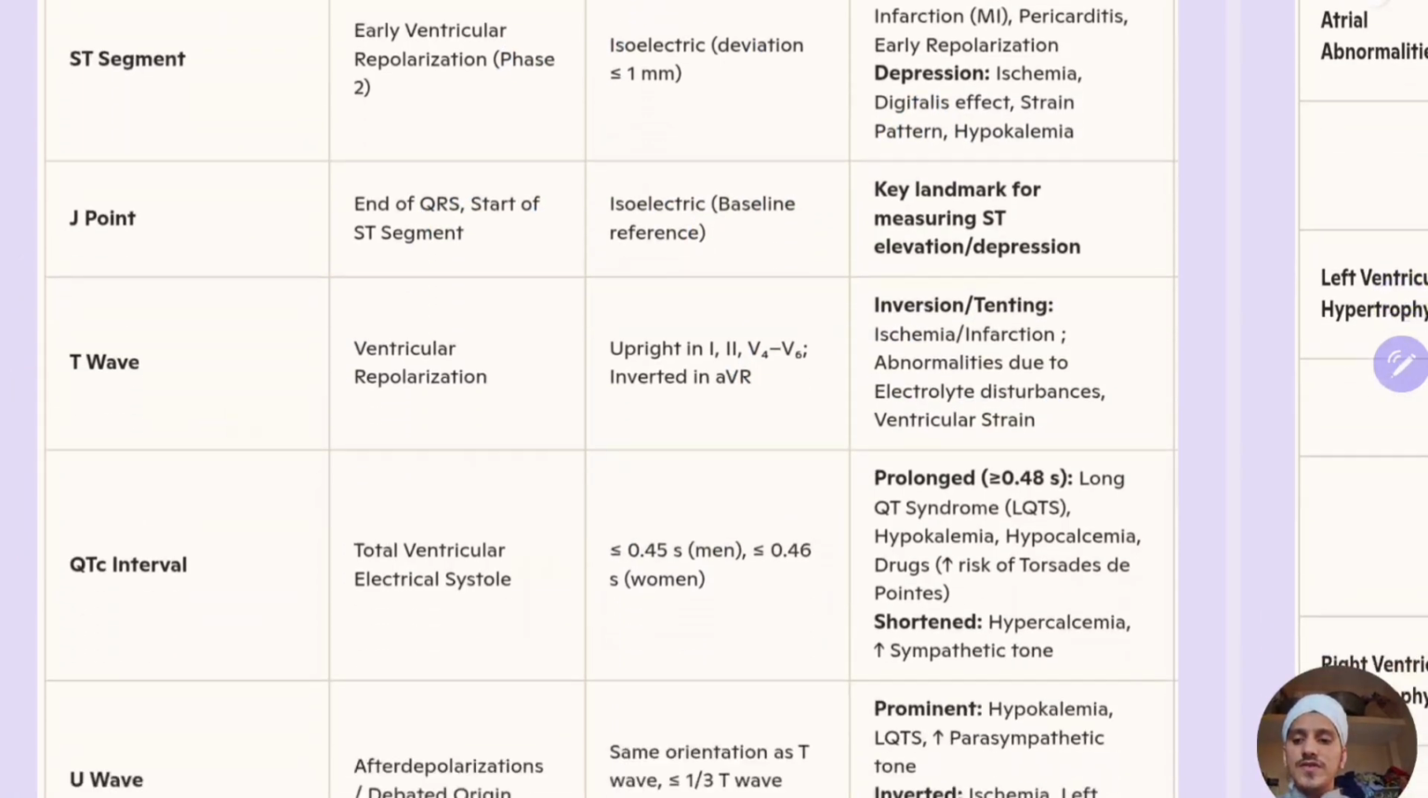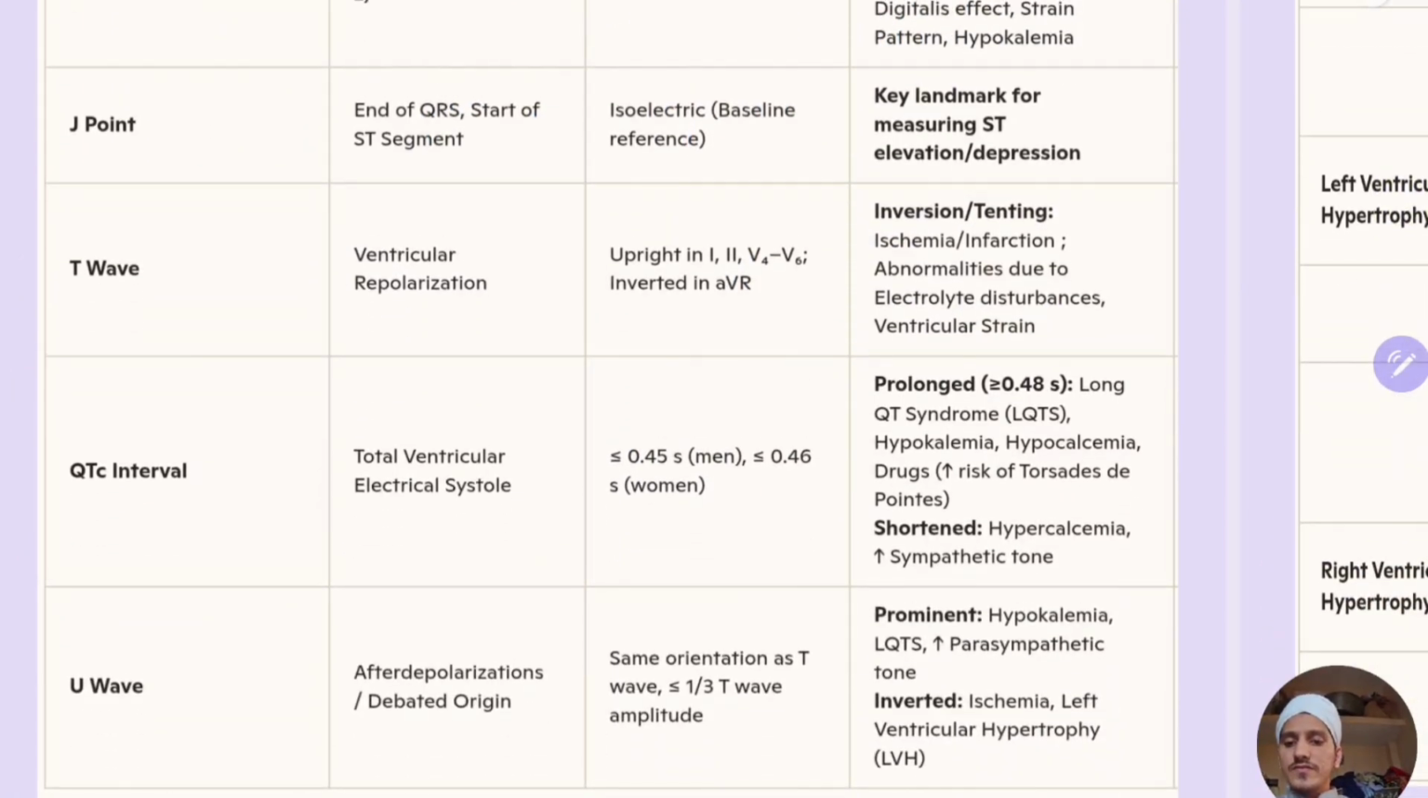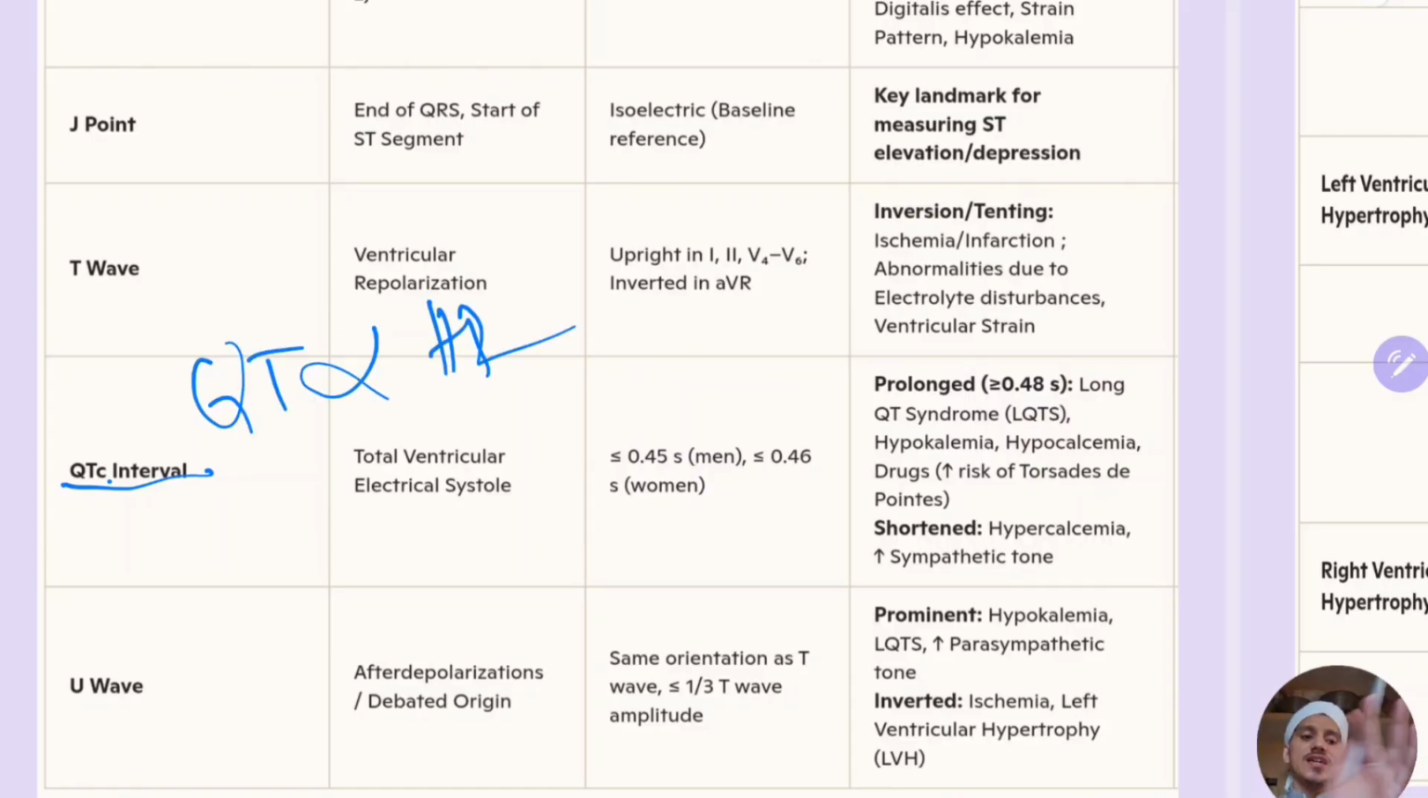Now moving forward, next is the QT interval and QTc. One is QT interval, one is QTc. QT interval is the QT interval, QTc is the corrected QT interval. Why do we need the corrected QT interval? We need it because QT interval is inversely proportional to the heart rate. If heart rate increases, QT interval will decrease. If heart rate decreases, QT interval will increase. That's why we need a corrected QT interval, so that variation will not disturb us from interpreting the ECG.